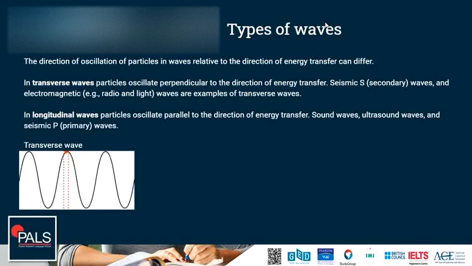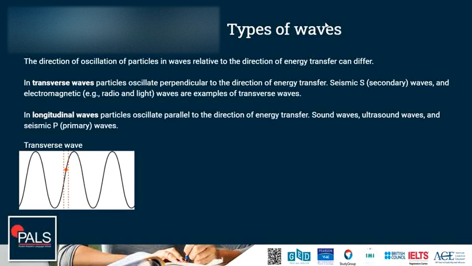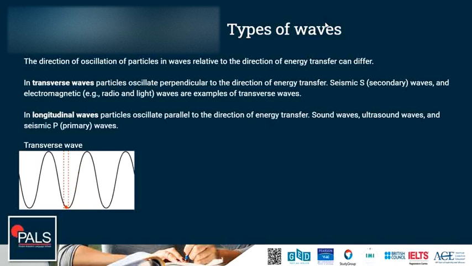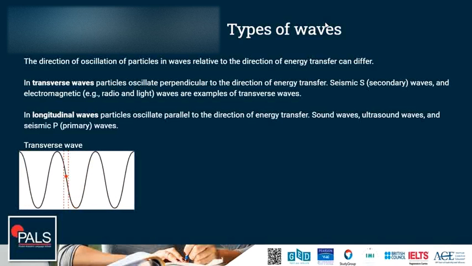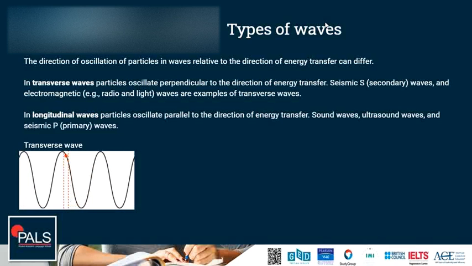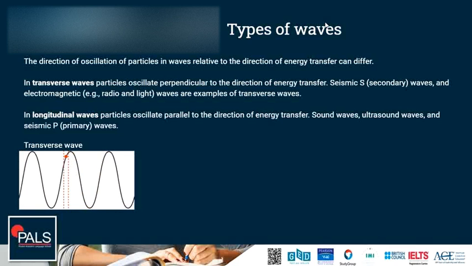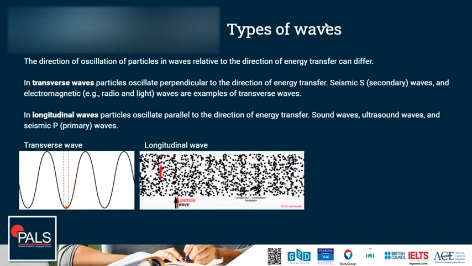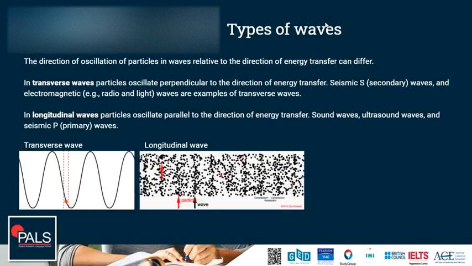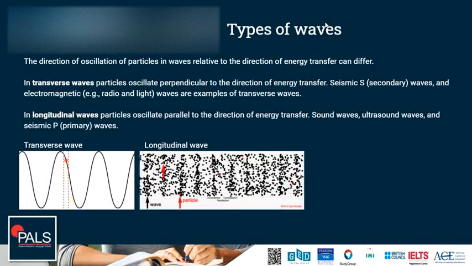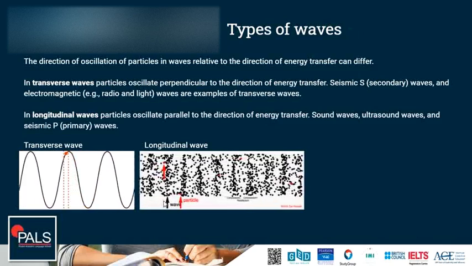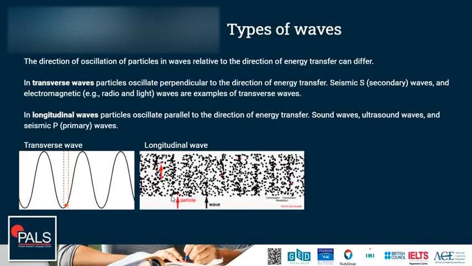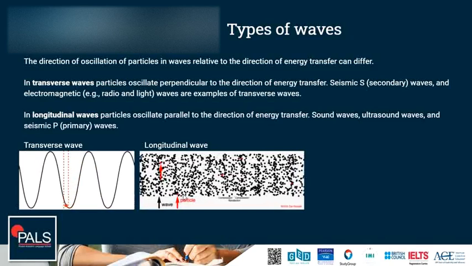Here we see an example of a transverse wave. The wave moves from left to right, and the particles in the wave move perpendicular to the wave direction at 90-degree angles, up and down. In a longitudinal wave, the particles move parallel to the wave direction. We can see that the wave moves from left to right, where the particles oscillate left to right about a fixed position.